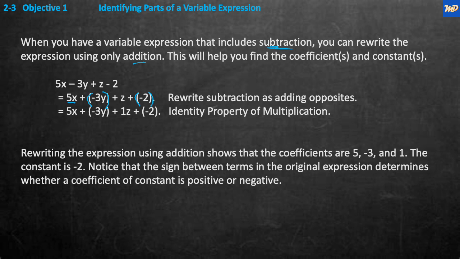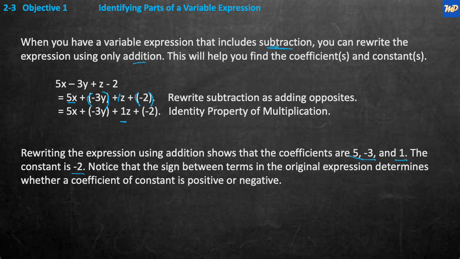So then we end up with 5x, as you see here, plus negative 3y, plus 1z, because there's a 1 right here in front of the z. It's understood to be 1z. So here we have 1z plus the quantity negative 2. Rewriting the expression using addition shows that the coefficients are 5, negative 3, and 1. Those are the coefficients. And the constant is negative 2.